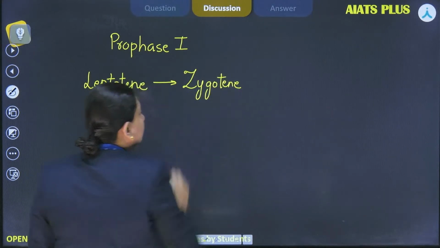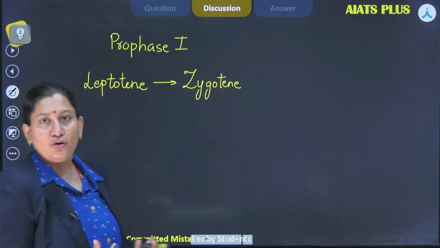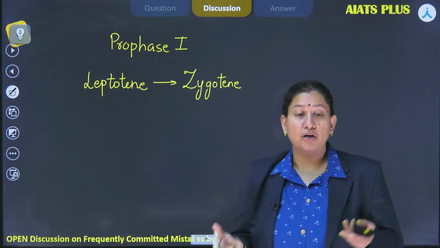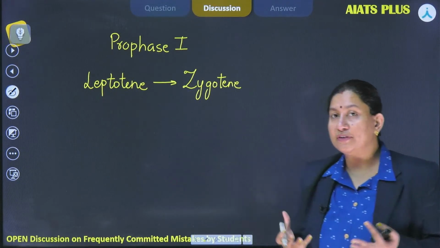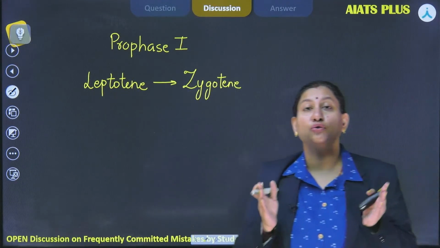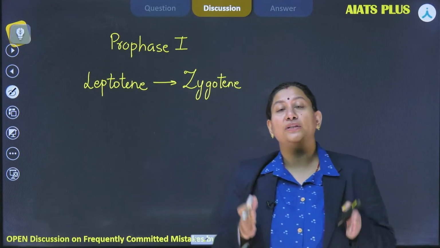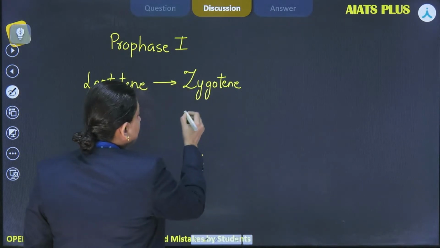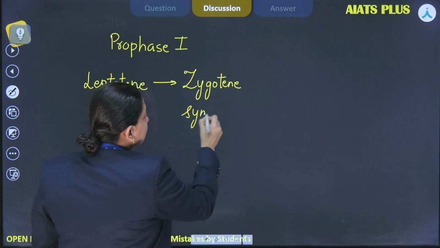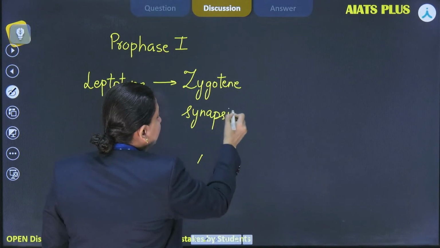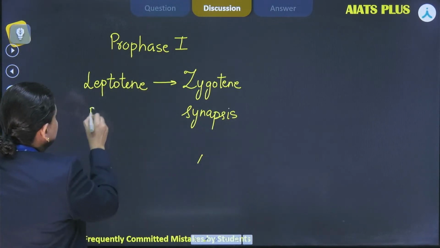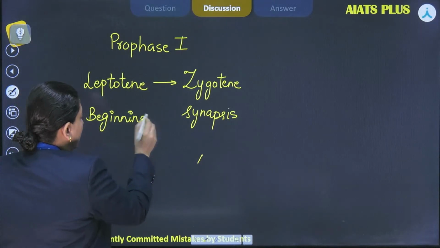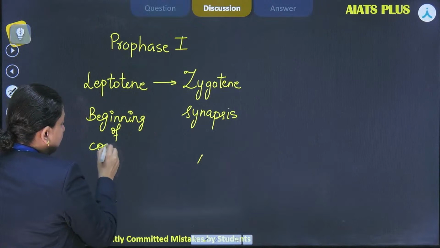zygotene, right? The name itself suggests zygote, usually called so because of the fusion of two things. Over here we are not going to fuse, but we are going to pair up the two homologous chromosomes with the help of the synaptonemal complex, and this pairing is known as synapsis. So the key event of zygotene is synapsis, and here is the continuation of condensation of chromatin material.